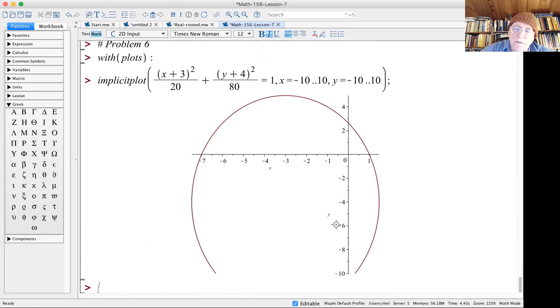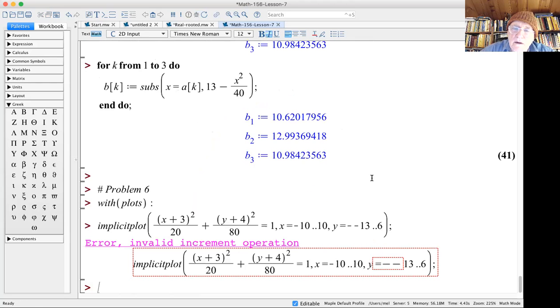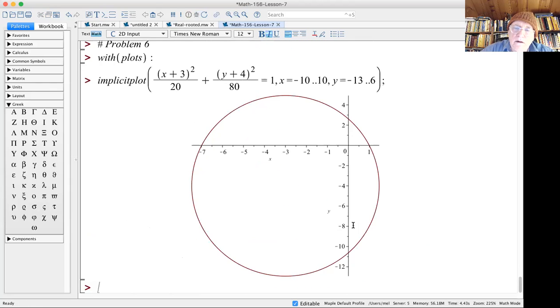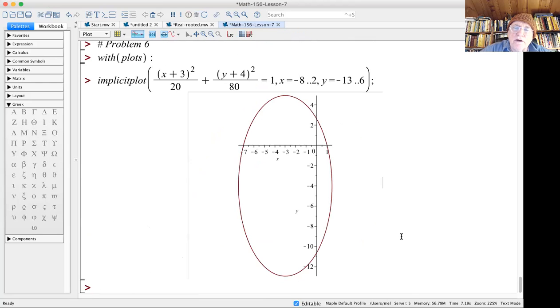Oh, oops, didn't go down far enough. Let me just go from maybe minus 13 to 6. So it looks like a circle because it's not drawn to scale. But if I go to scaling constraint, there we are. That is the ellipse.